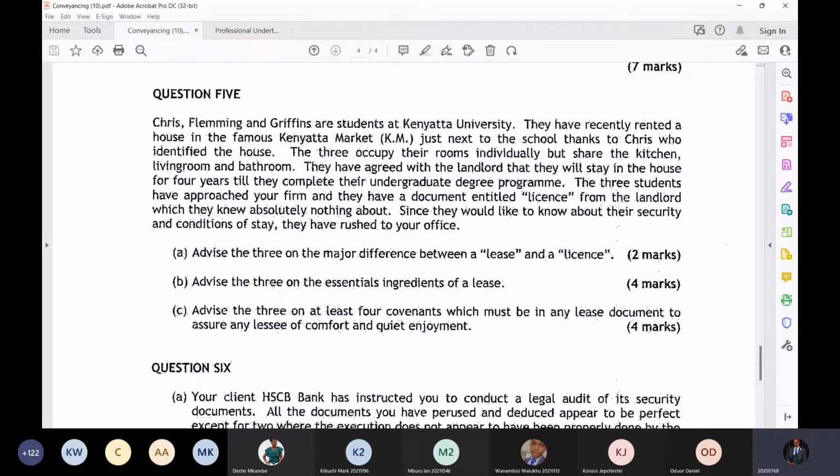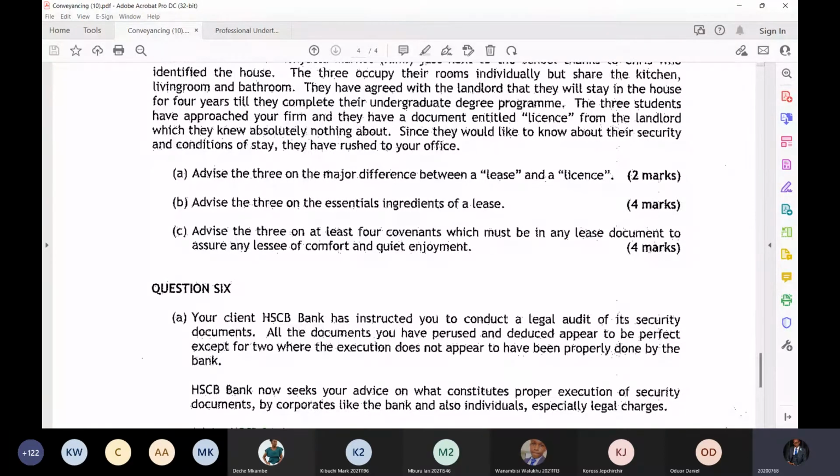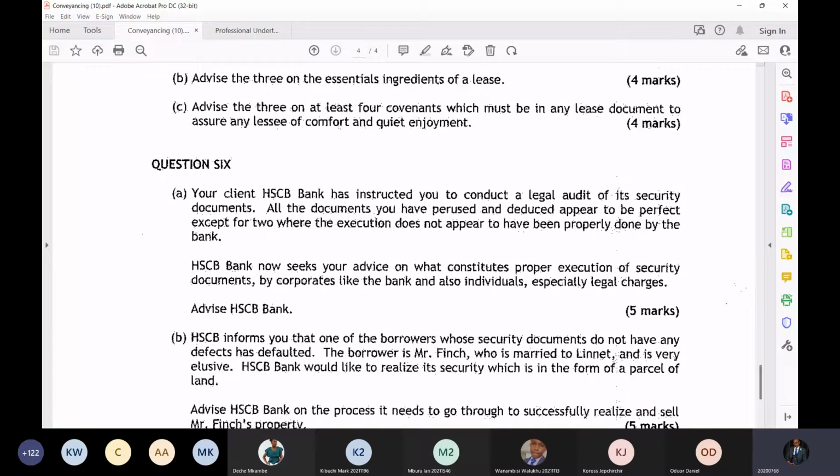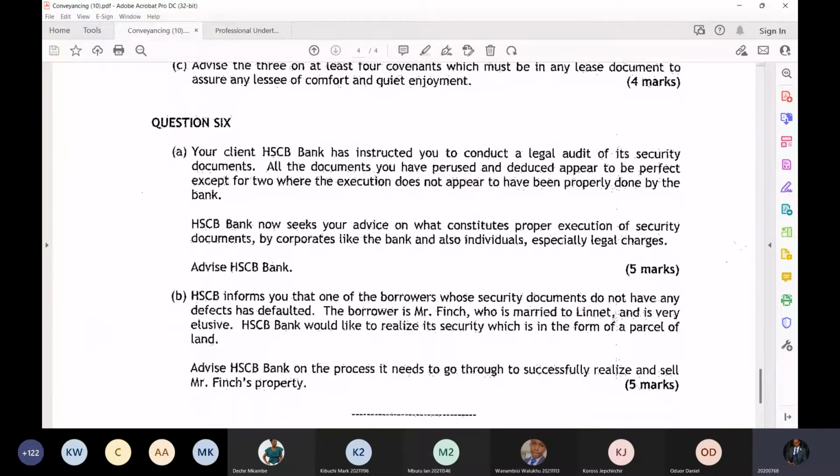And then advice, the 3, that's basically simple. Your client HSCB has instructed you to conduct a legal audit of its security documents. All the documents you have perused and deduced paper to be perfect, except for 2 where the execution does not appear to have been properly done. HSCB Bank now seeks your advice on what constitutes proper execution of security documents by corporates like the bank and also individuals, especially legal charges. So it's simple. How do banks execute documents?